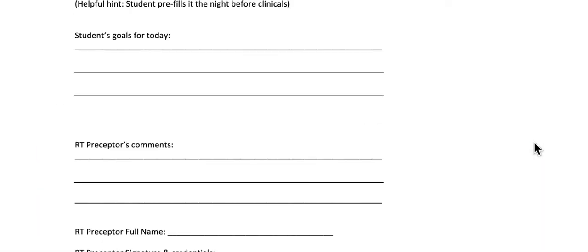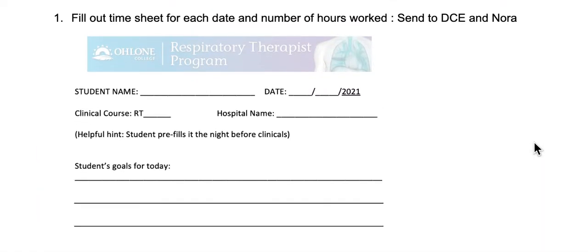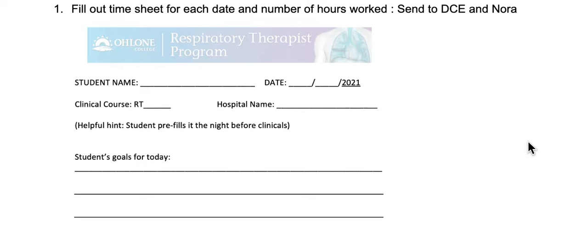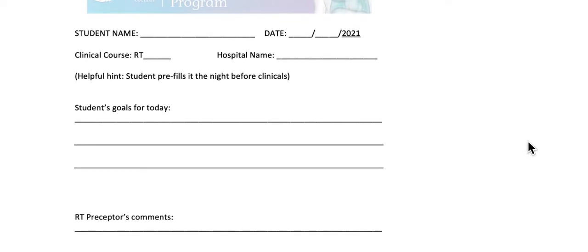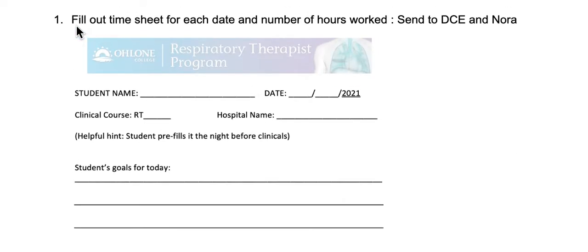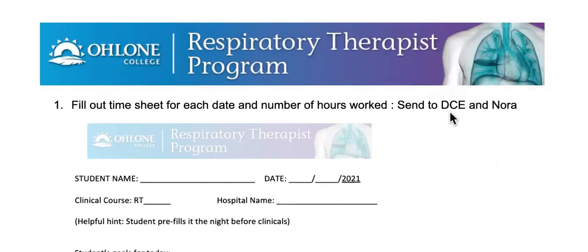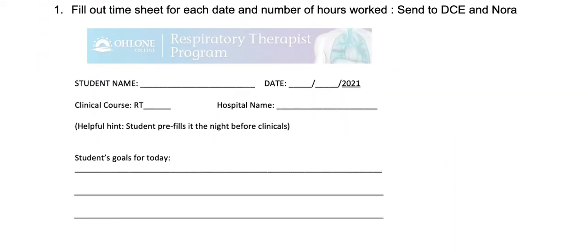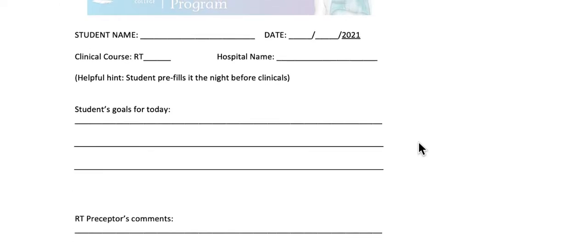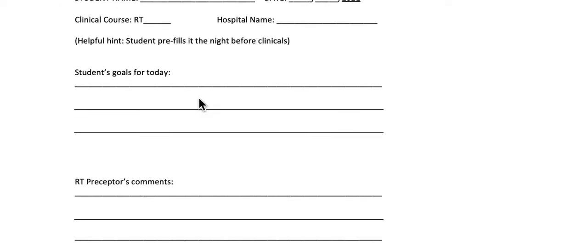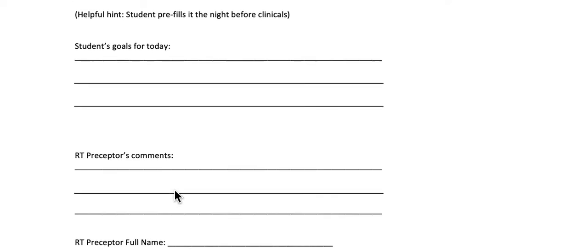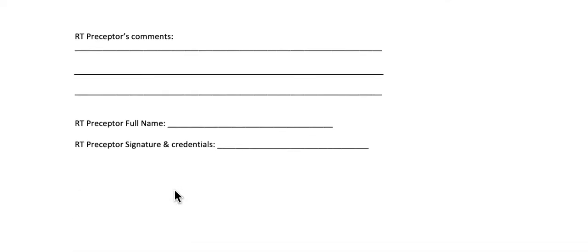So again, let me go to this. This is our daily evaluation sheet, okay? We go over it with our student. We are going to take their daily evaluation sheet, student goals for the day, and preceptors' comments. You must read these and talk to RTs in private. Do not discuss it in the department.